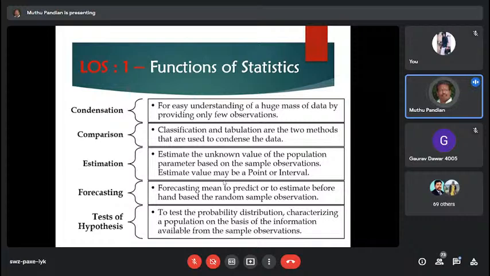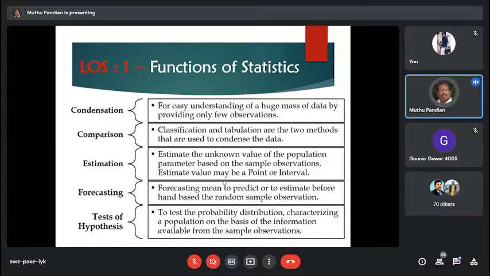Then estimation, based on the information available in front of you. For example, based on the sample information, you are going to estimate the population parameter, the population value. That is estimation. And forecasting. Forecasting is nothing but, based on the past historical data, we are going to predict the future value.